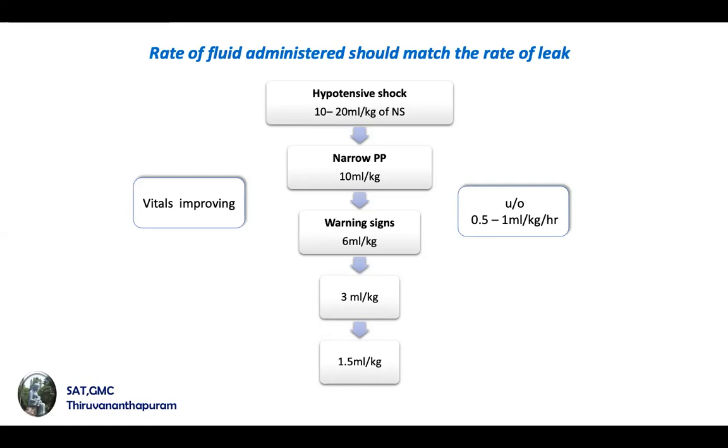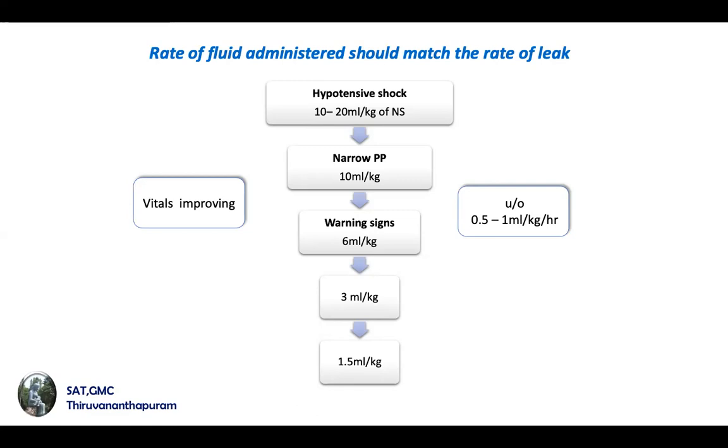And every hour, as the child improves, or you find that the urine output is 1 ml per kg per hour, straight away decrease the fluid to half the previous amount. That is, from 6, straight away come to 3. You may again need to go back to 6 or go back to 10, depending upon the urine output status or the vital status. That is okay, because this is what you're expecting.